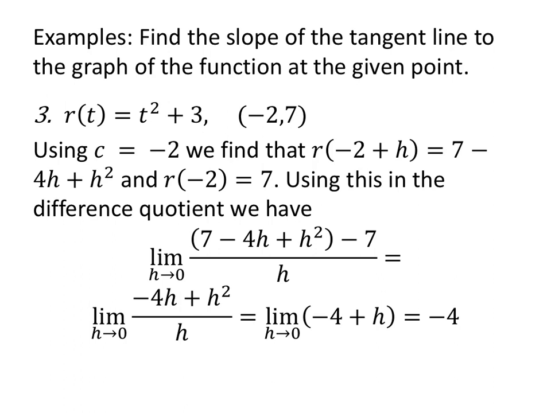So the slope of the tangent line to the graph of r of t equals t squared plus 3 at the point -2, 7 is -4.